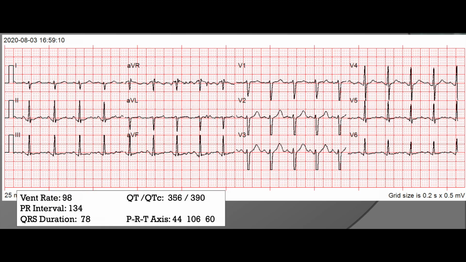And our last example, just to drive this home real quick, again, rate and regularity first. We look at our rate. This person has a rate of 98. Looking for regularity, it marches out. They've got a regular rhythm right now, so everything with that looks good. We go to step 2, our axis determination. We can see on here 106. Okay, so that's clearly between 90 and 180 degrees. And then I can also look at my leads 1, 2, and 3, and we can see that lead 1 is indeed negative, and lead 2 and lead 3 are positive.